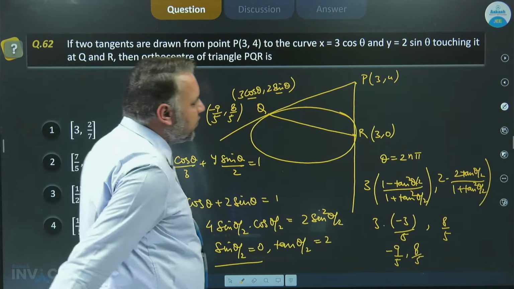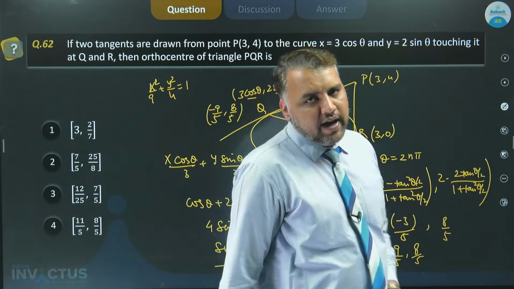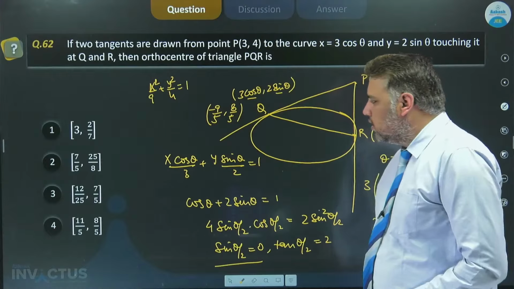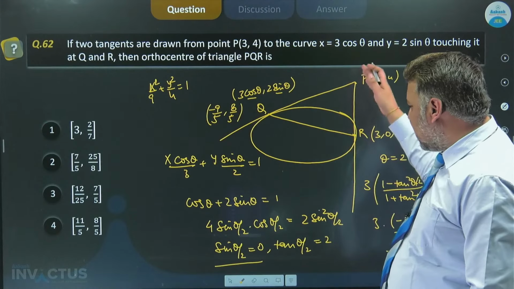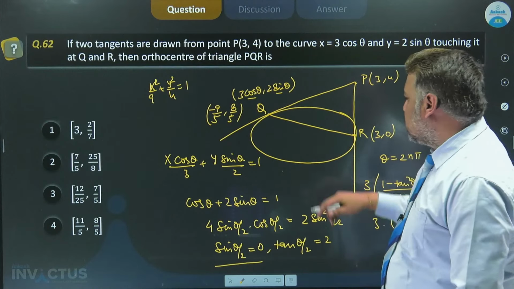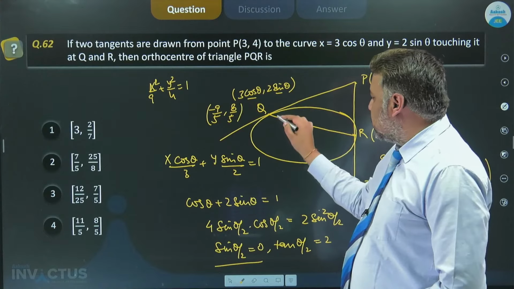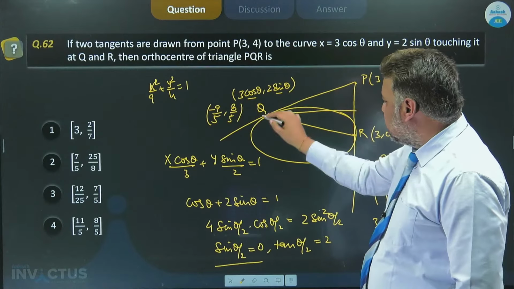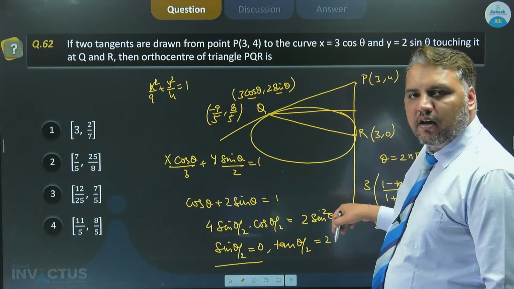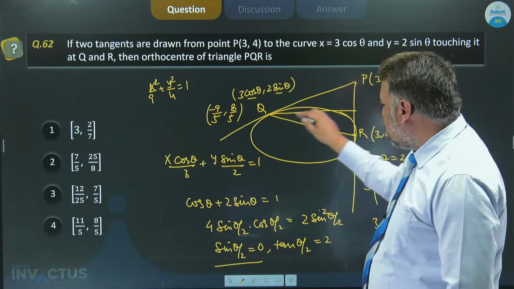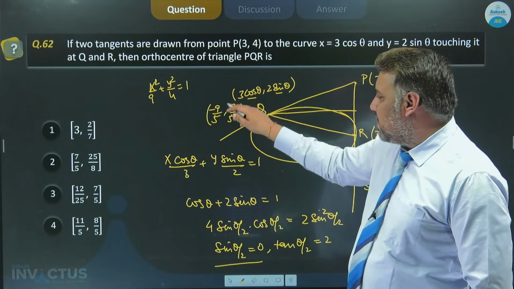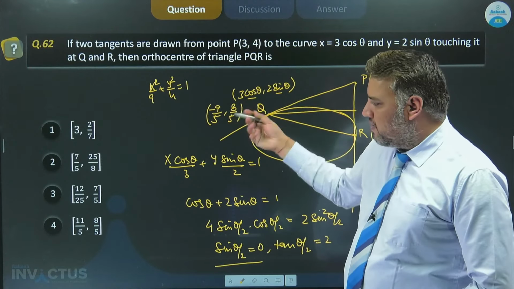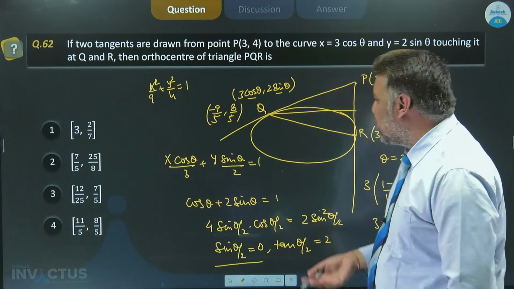Now you have got all the three vertices of this triangle, and you can comment on the orthocenter. Now again the calculation will be easy, because the orthocenter will be the point of intersection of altitudes. One altitude will be drawn from this point Q. So this will be a horizontal line only, because PR is a vertical line. So the y coordinate of the orthocenter will be the same as the y coordinate of the point Q, that will be 8 by 5. So option 4 must be correct.